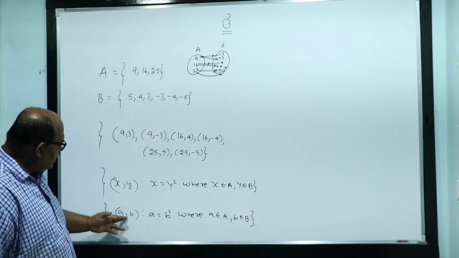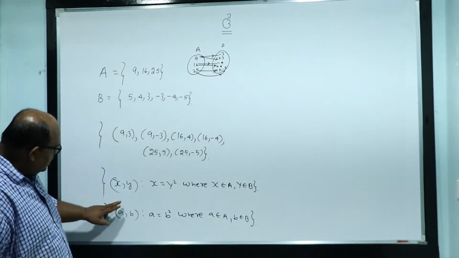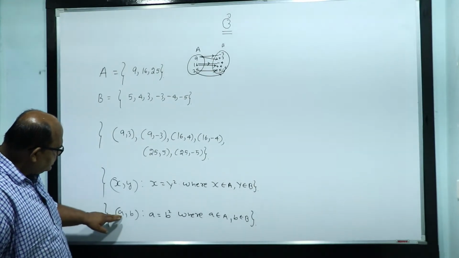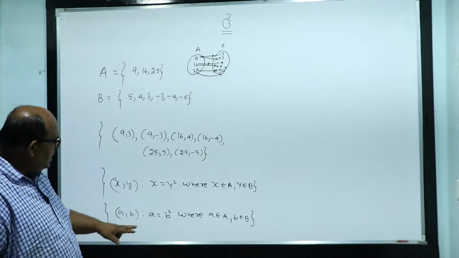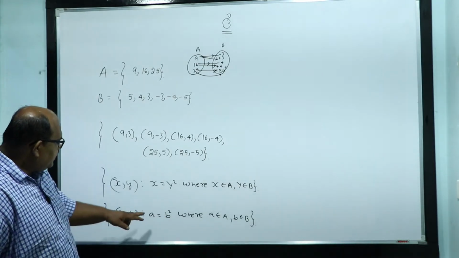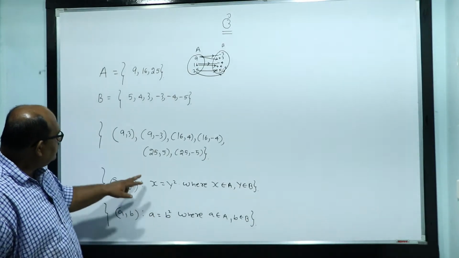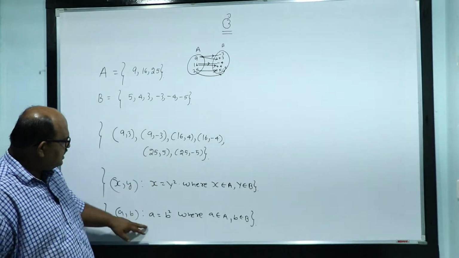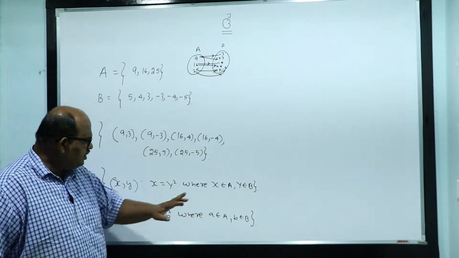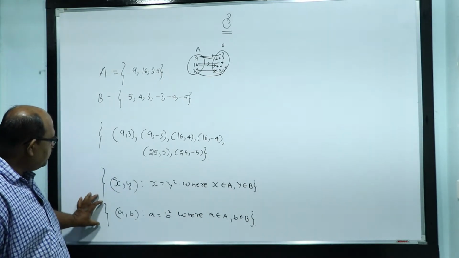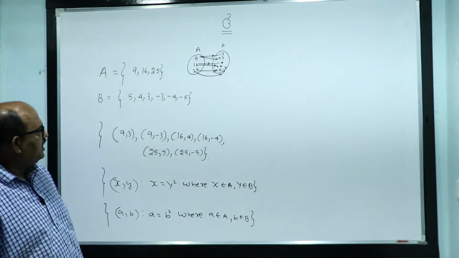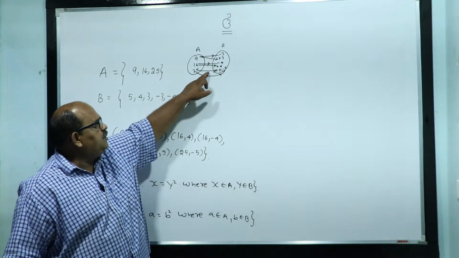Elements a, b, such that a is equal to b square. Okay, that means the first set element is equal to the square of the second set element, where a belongs to capital A and b belongs to capital B. This is the set builder method, a formula that represents the relation, and the arrow mark helps represent it as well.